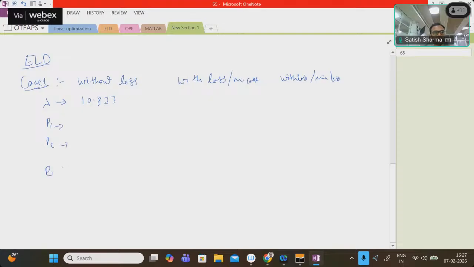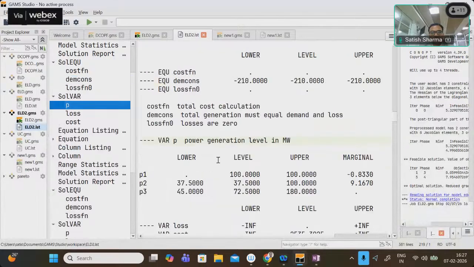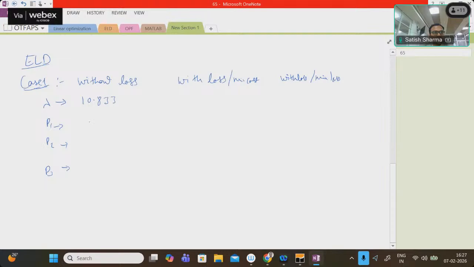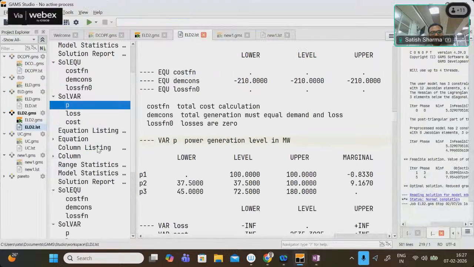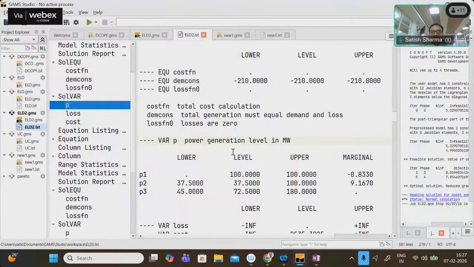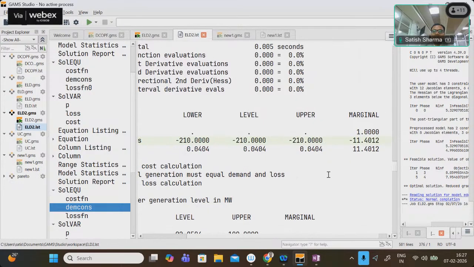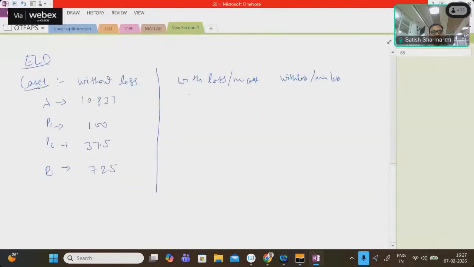Then P1, P2, and P3: let's see what the different values of power generation are. The P1, P2, P3 are here: 137.5 and 72.5. So these are the power generations. Then if we look at the second part, lambda is 11.41, so it's 11.4 something.